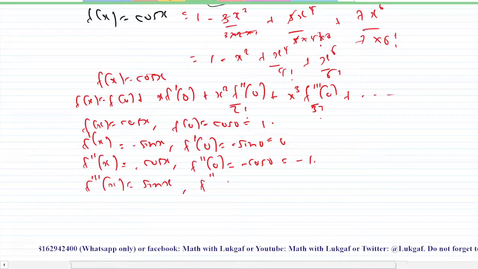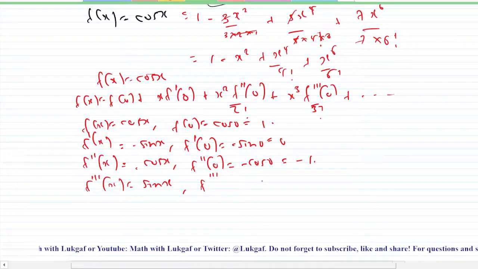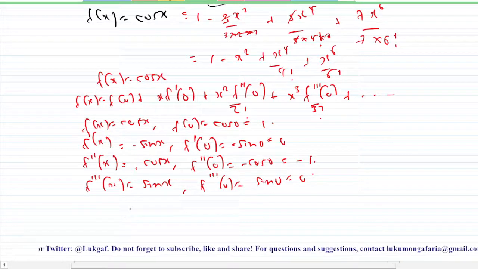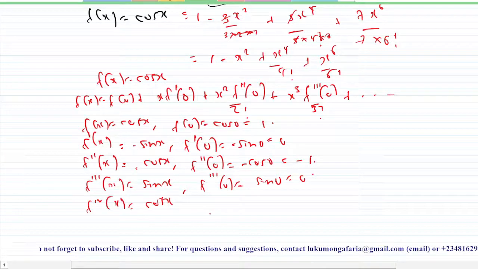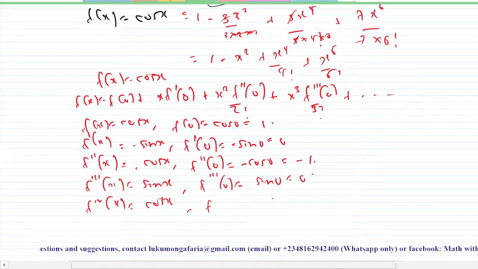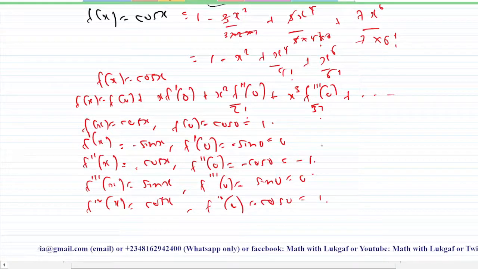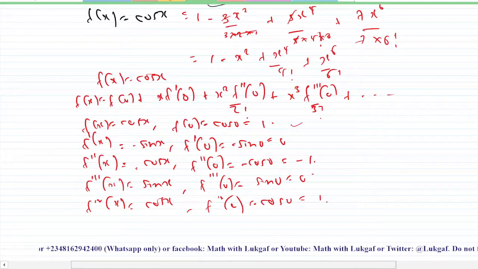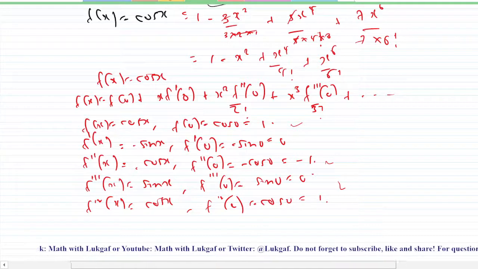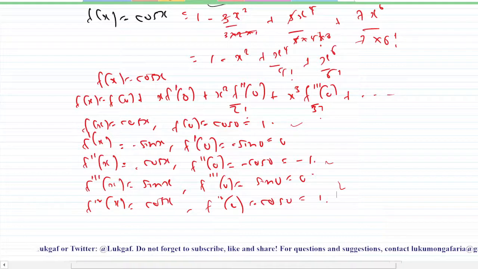f'''(0), what is that? Sin 0, which is equal to 0. Then you can find f⁗(x), that is cos x. Then f⁗(0), that is cos 0, which is equal to 1. You can see I have three numerical constants, and I advise that the moment you have three numerical constants, you can actually stop there.